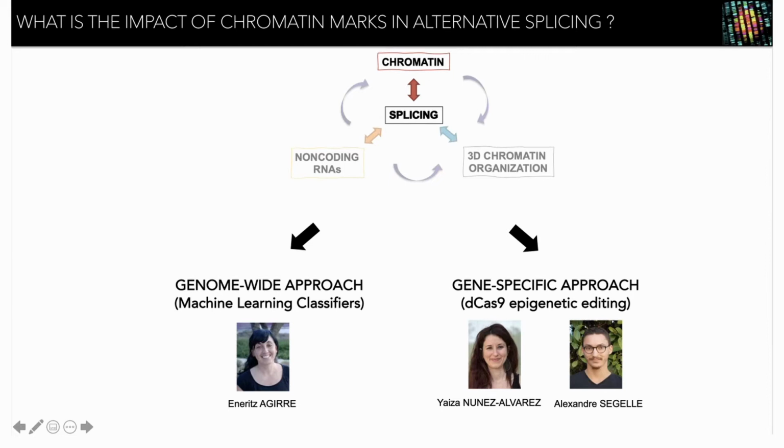So in this talk, I'm not going to be talking about the non-coding RNA branch, because that has already been published in 2015. I'm not going to be talking about the 3D chromatin organization, because this is ongoing. Hopefully soon I will be able to, but not yet. I want to talk about the chromatin axis, and I'm going to be talking about two stories. One, our genome-wide approach, led by Enedit Aguirre, a very brilliant computational biologist who is now at the Karolinska Institute. And then a more gene-specific approach in order to understand the role of histone marks in splicing. That has been done by two amazing researchers, Yaiza Núñez Álvarez and Alexandre Segeb, whom I'm really very lucky to have in the lab.